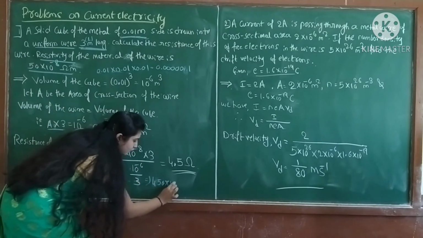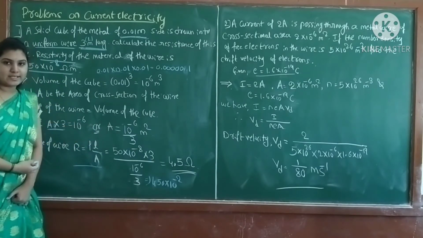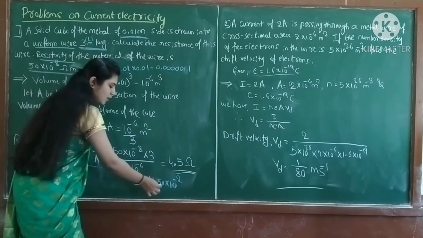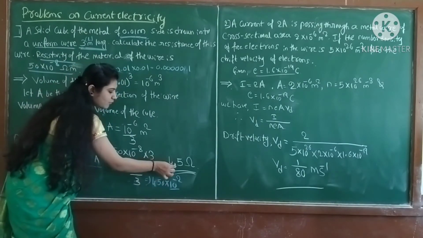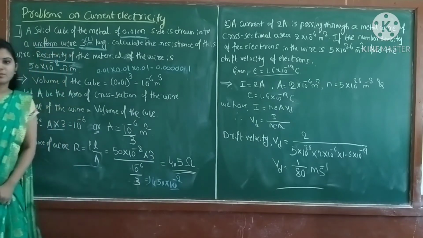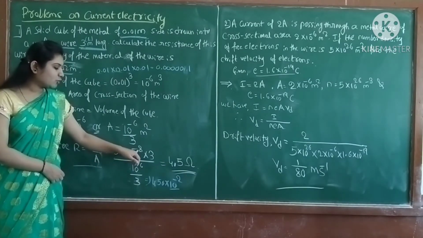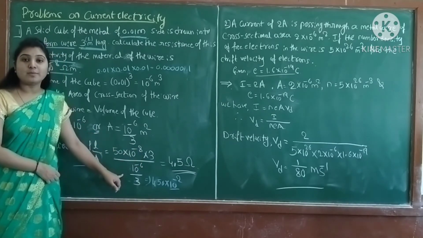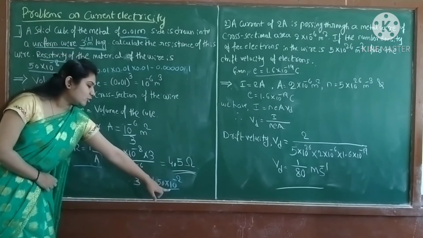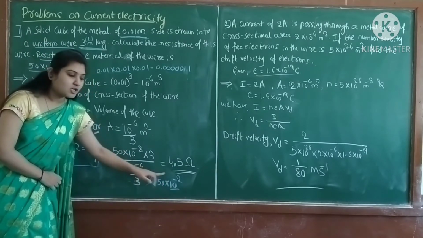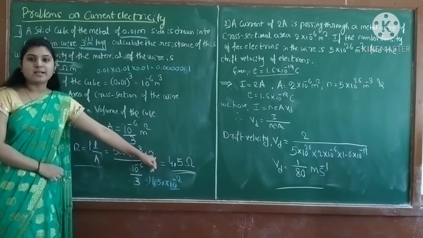450 into 10 to the power minus 2. Correct? By calculating this all. So 10 to the power minus 2, I want to remove. So what I will do? 4.5 ohm. Understood? How I calculated? Just see. Here 10 to the power minus 8 in the numerator, 10 to the power minus 6 in the denominator. So how much remains? 10 to the power minus 2. Correct? So now this will go in the numerator and it will multiply.